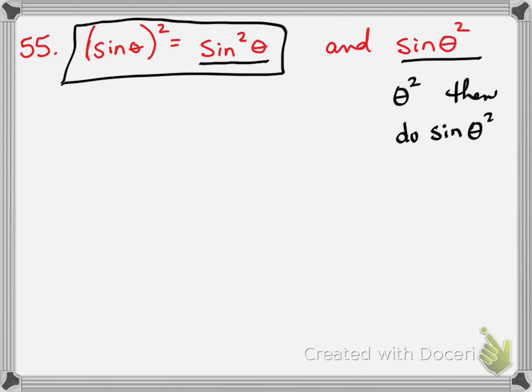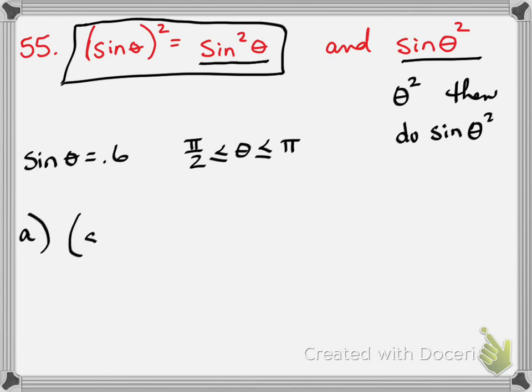So it says if sine of theta is 0.6, and theta is between pi over 2 and pi, including those values, evaluate the following expression or state impossible without a calculator. All right, a part. They want us to do the sine of theta all squared. Well, we know that the sine of theta is 0.6. And when you square 0.6, you get 0.36.